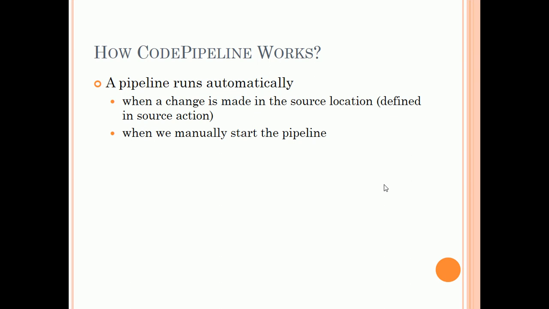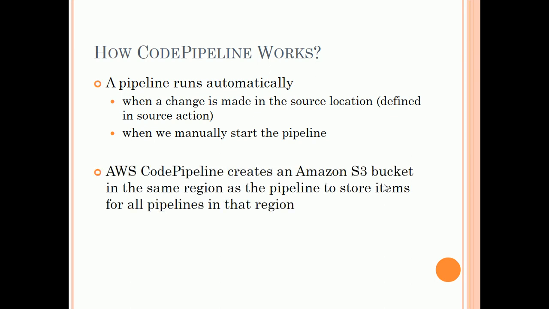AWS CodePipeline creates an Amazon S3 bucket in the same region as the pipeline to store the items for all the pipelines in that region. So, every time we create another pipeline in that region, AWS CodePipeline creates a folder for that pipeline in the same bucket, and it uses that folder to store artifacts for our pipeline as the automated release process runs.